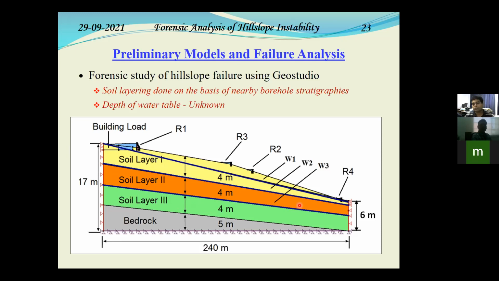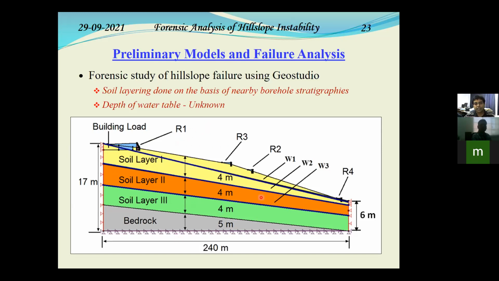We really do not know where the water table is. But then our target of doing this was that if we can figure out the water table and we can see whether the sliding is taking place accordingly, what has happened in the field, then we could get some idea from that.